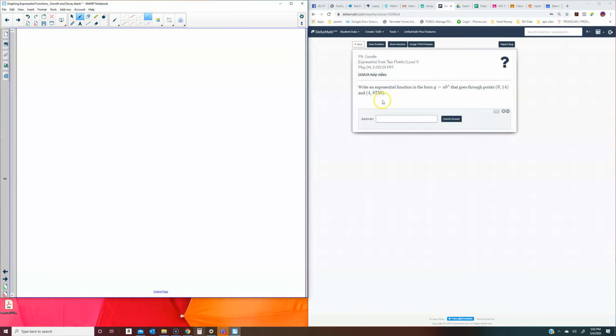So we know it's the exponential function and it has to work with this equation. We have to make it into this equation. It goes through these 2 points. So first of all, I just want to say they already give you x and y, they already give you 0, 14 and 4, 8750. And we got to write it in this form, y equals a times b to the x.